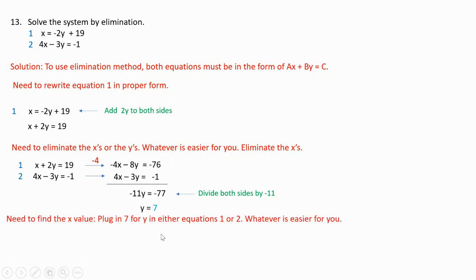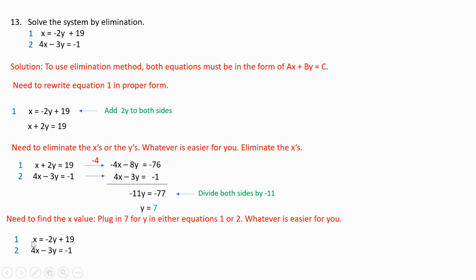Once we find one of the values, either the x or the y, we have to go back to equations 1 or 2, whatever is easier for the student. And we need to plug in 7 for y and solve for x. Because remember, when we're solving systems of equations, if there's a solution, it's going to be a point, which means it has an x value and a y value.